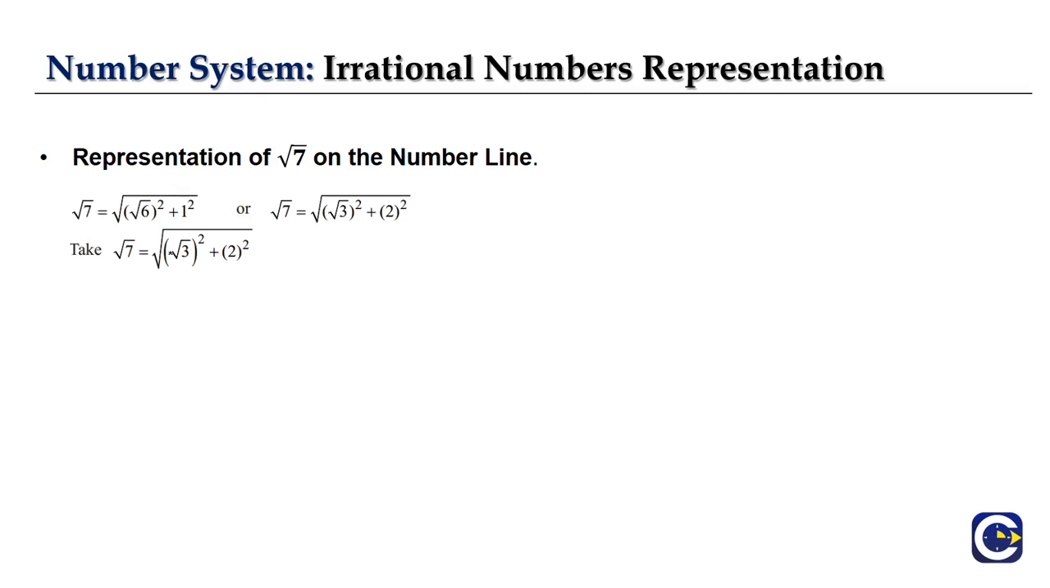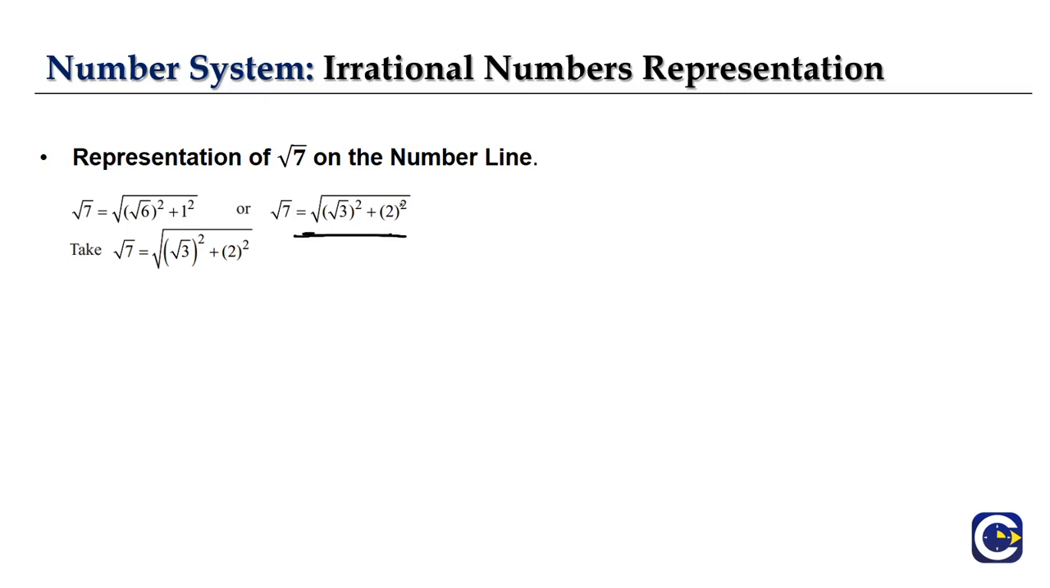Moving on to the next one, representation of root 7 on the number line. Our aim is how we can write root 7. We can write root 7 as root over root 6 whole square plus 1 square, but then we have to find root 6 first. Or else we can write it in another way, that is root over root 3 square plus 2 square. This will be the easiest one, because once we locate root 3 it will be easy, and 2 units we know how to find.